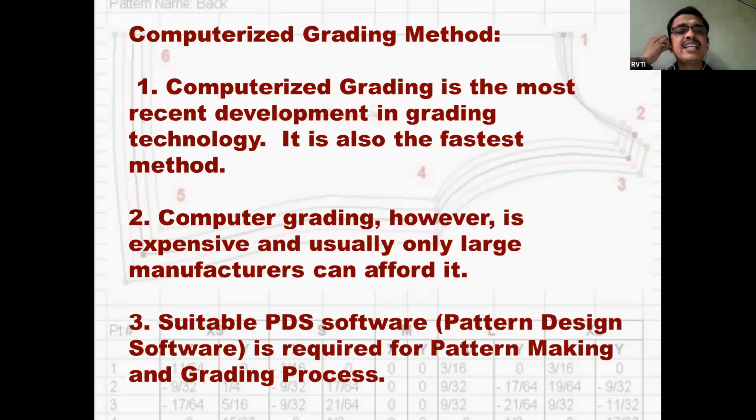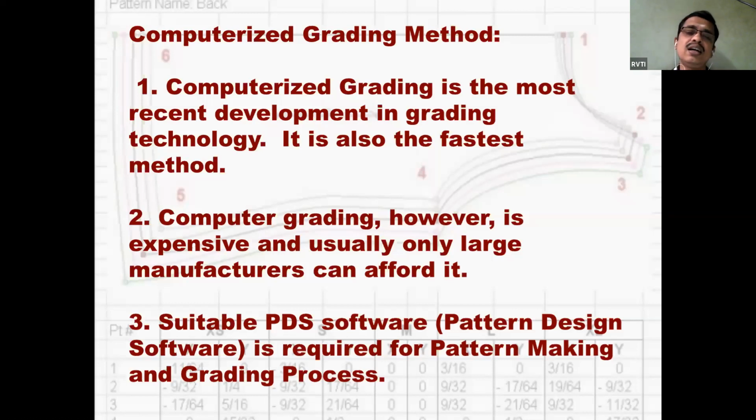So computer grading is very expensive, and usually only large manufacturers can afford it. That means in computer CAD I can grade here, no problem. So simply I can grade. But if I want to print out in the real measurement, and I am having a small printer, it's not possible. I need a big plotter. Only if I'm having a big plotter can I take a printout. So it's a complicated one.